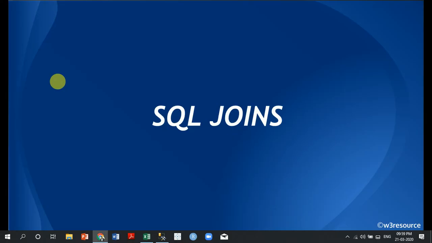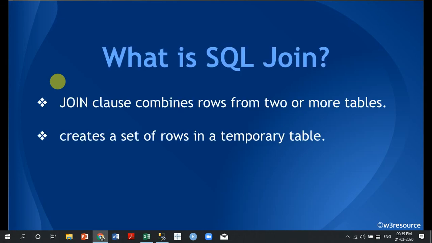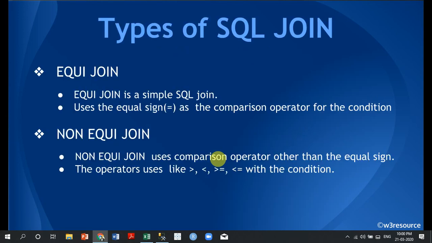Now, as far as this SQL join part is concerned, what is a SQL join? The core purpose of having a join is to connect more than one table. The join clause combines rows from two or more tables and creates a set of rows in a temporary table, which means that you can combine more than one table and obtain the desirable result out of it.